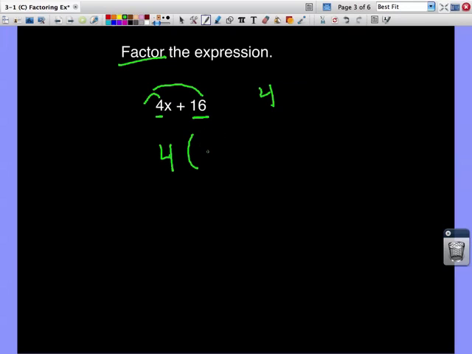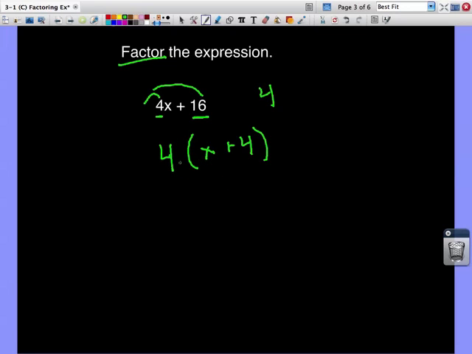When I divide 16 by 4, I'm going to get 4. So 4x divided by 4 is x when I take the 4 out, and 16 divided by 4 is 4. So when I factor 4x plus 16, I get 4, because I'm taking the 4 out, times x plus 4.